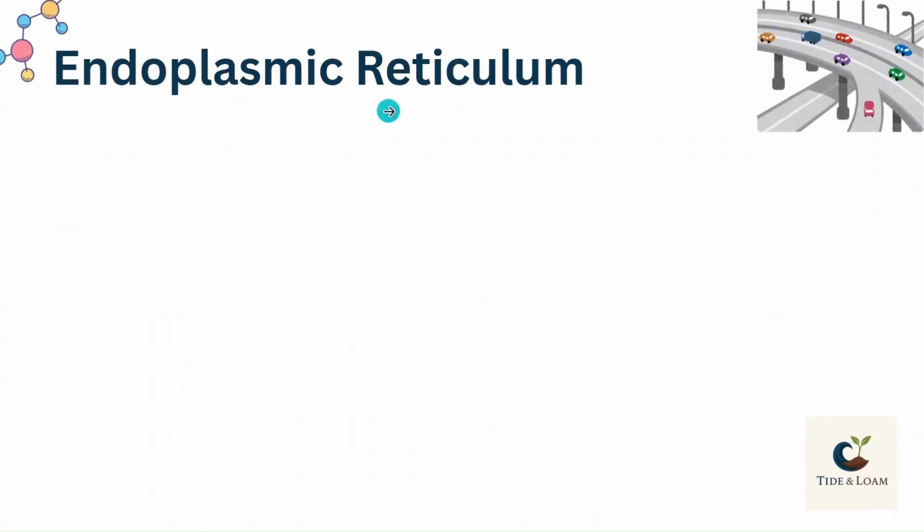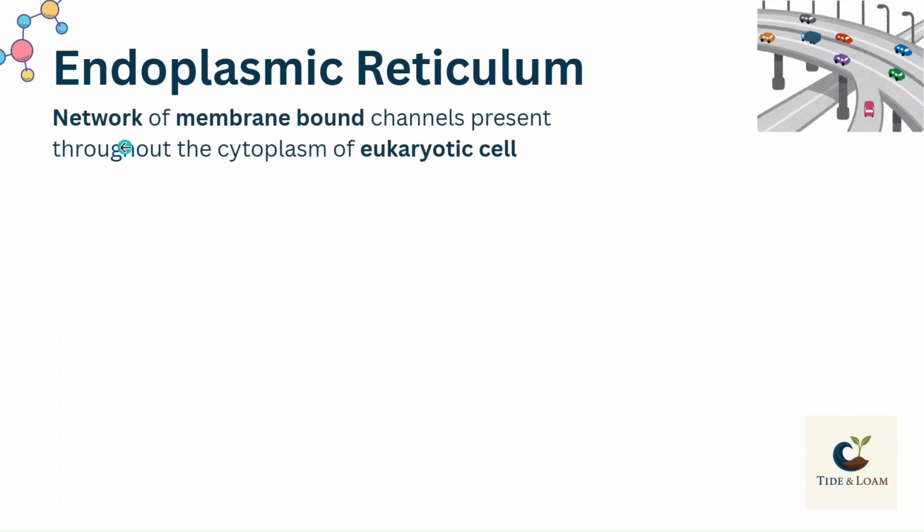First of all, we have endoplasmic reticulum. What does this name mean? Endo means inside, plasmic means cytoplasm. Inside cytoplasm, reticulum network. So reticulum means network. Endoplasmic reticulum means a network inside cytoplasm. So an endoplasmic reticulum is a network of membrane-bound channels present throughout the cytoplasm of eukaryotic cell. So the first thing, it is membrane-bound channel. These are a network of membrane-bound channels. So endoplasmic reticulum is a network of membrane-bound channels and it is present in the cytoplasm of eukaryotic cell.